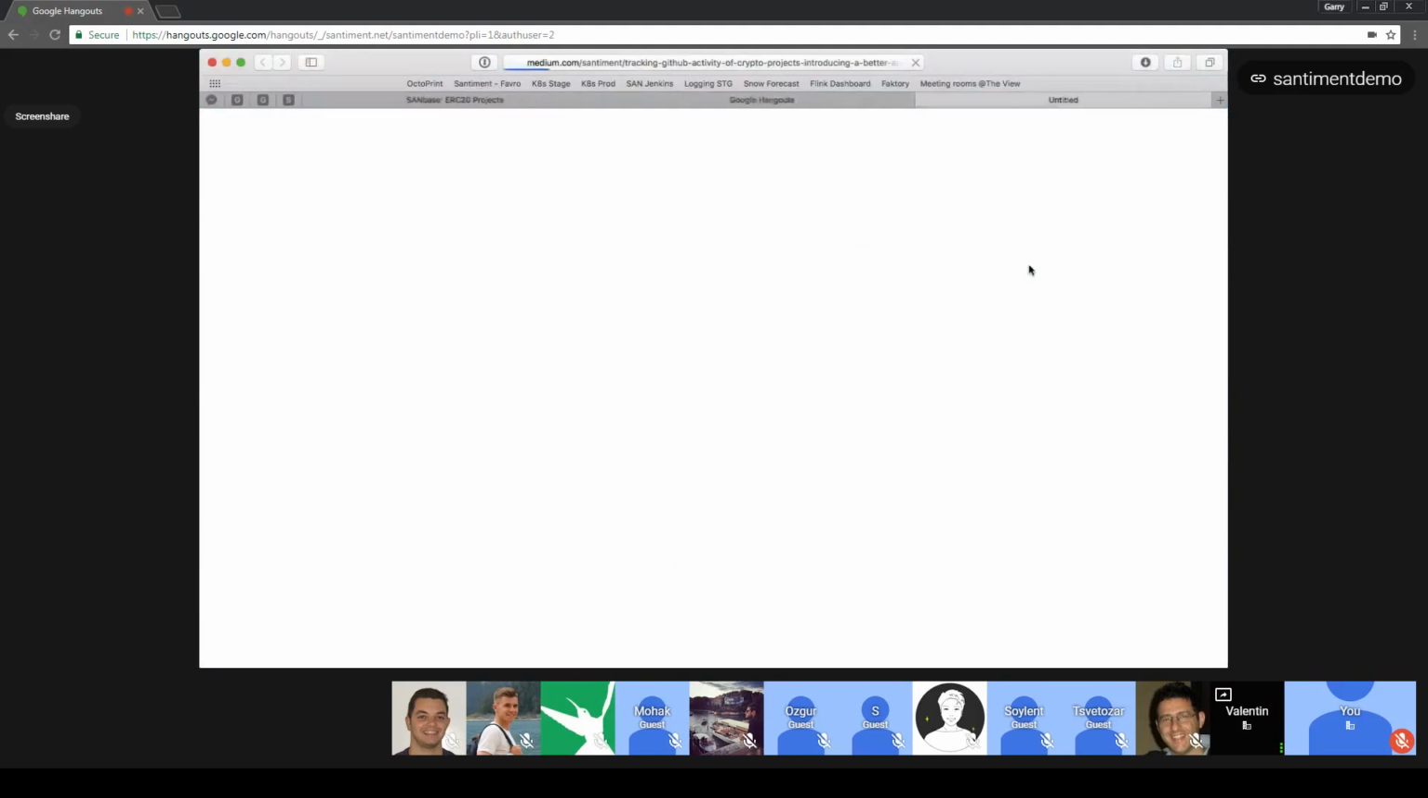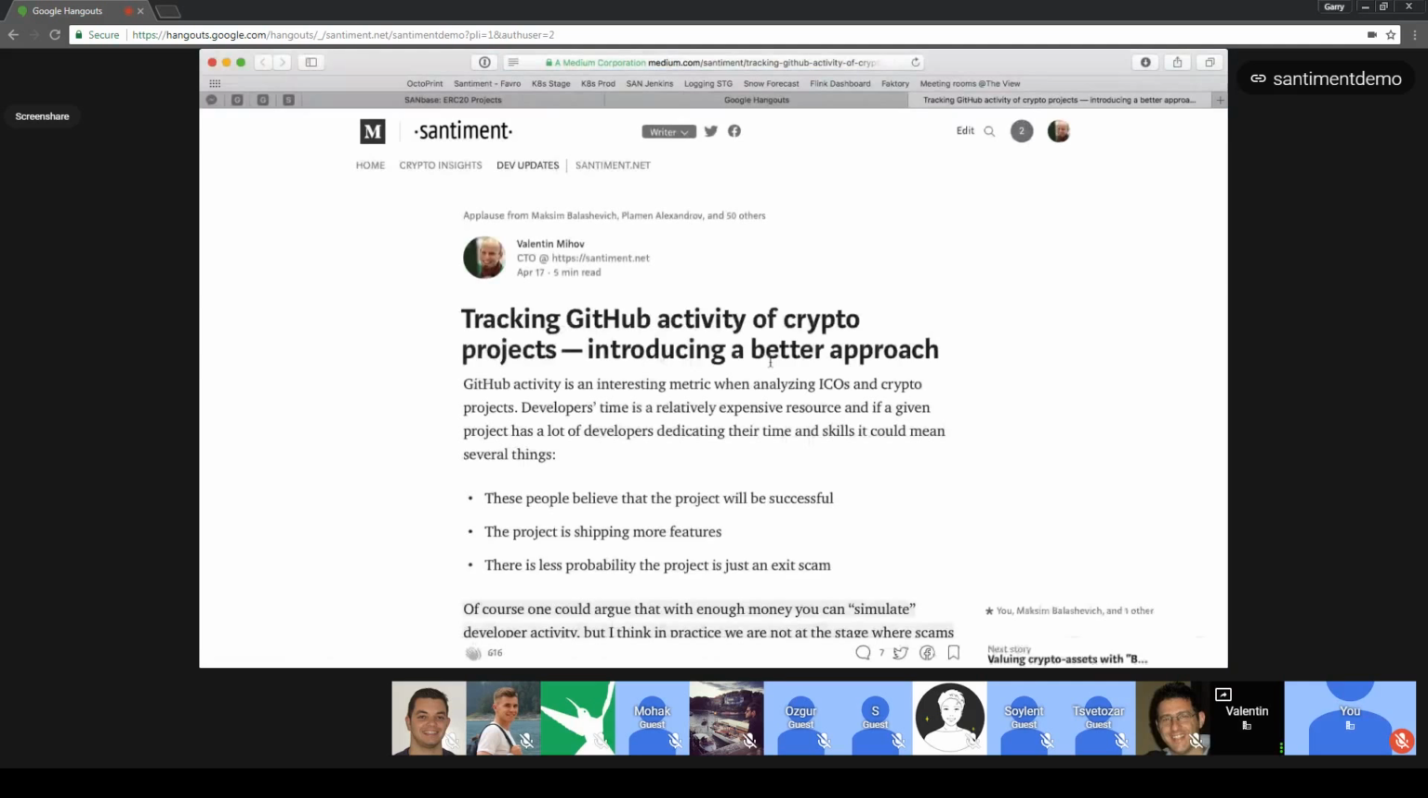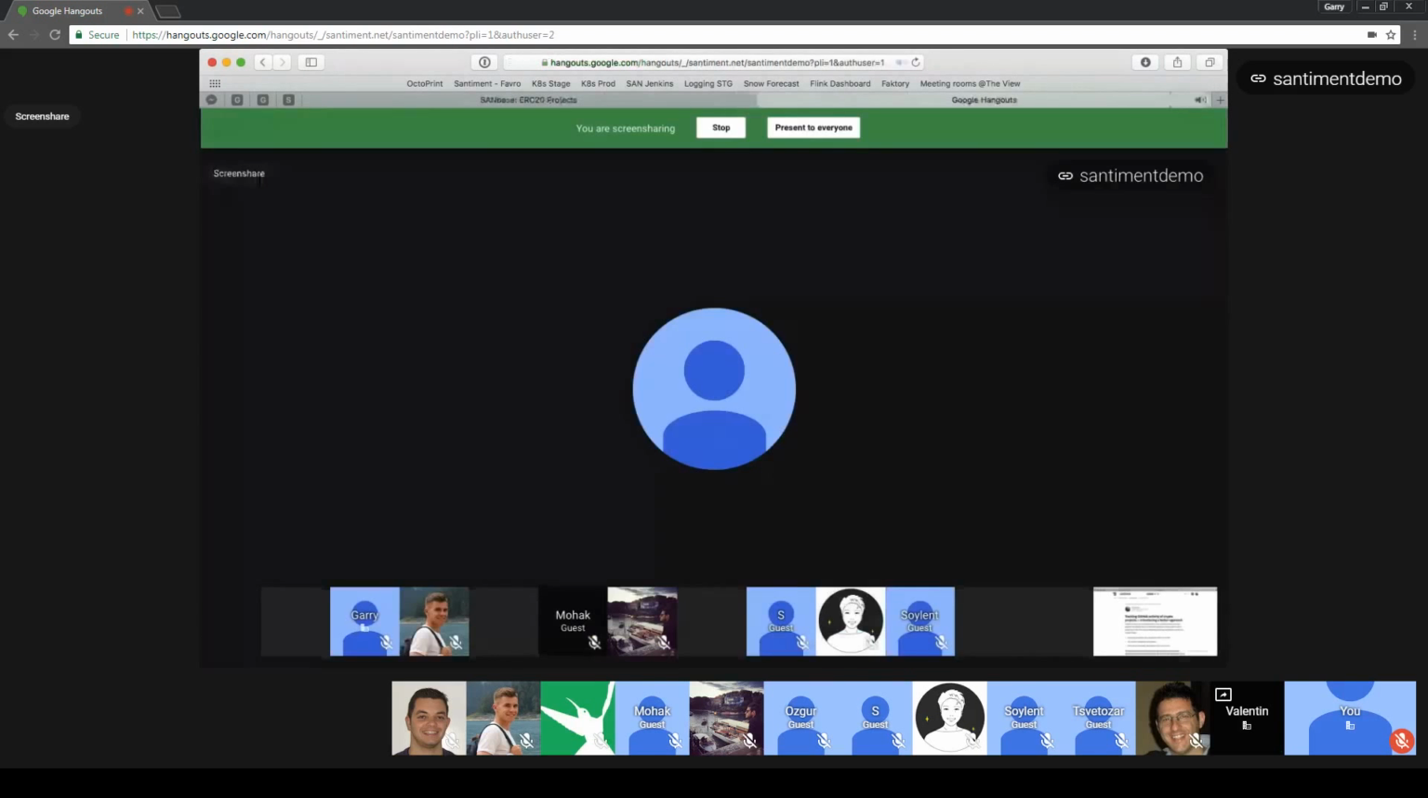You can actually read more on our Medium. We wrote an article about how we track GitHub activity and what our approach is. So if you're interested in this, just go to our Medium webpage and read more about it. You will learn how we actually do it.